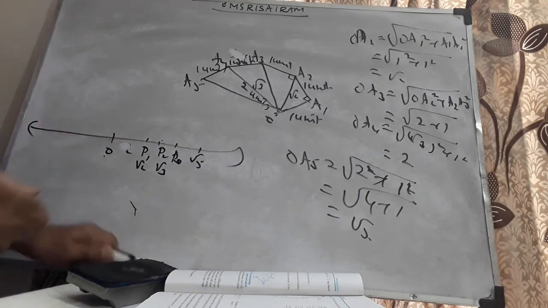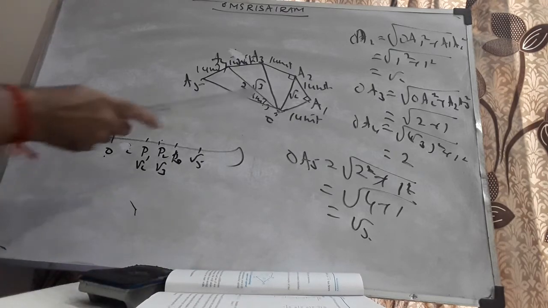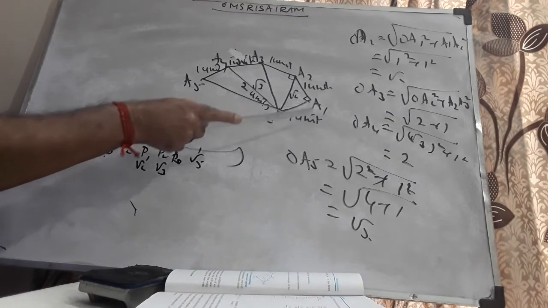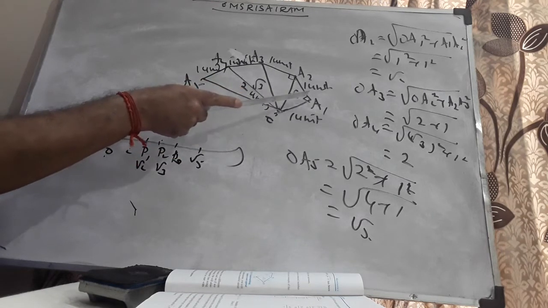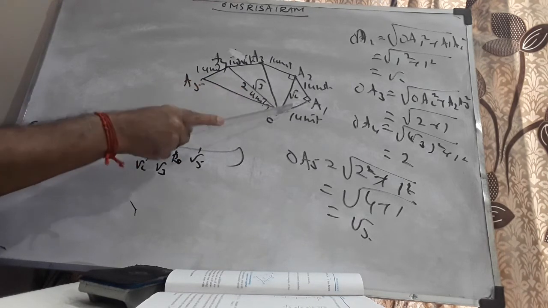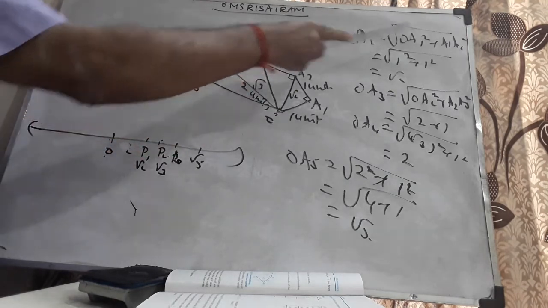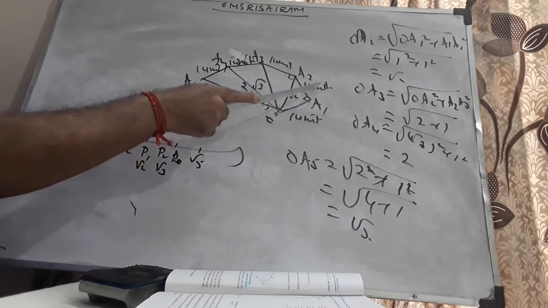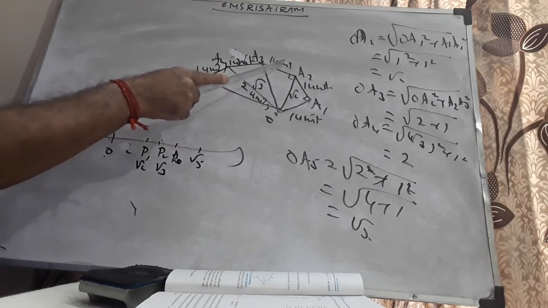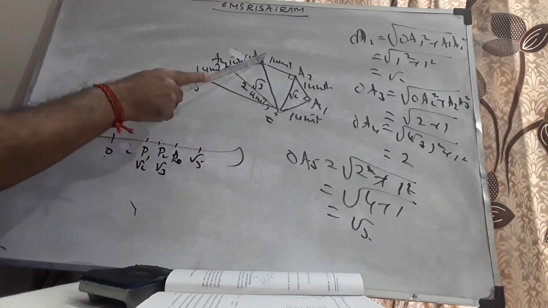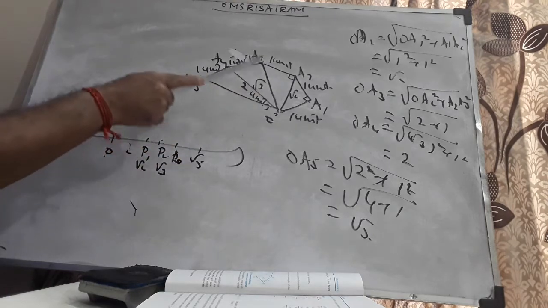Let me explain the whole lot once again. I take segment OA1 as length 1 unit. I'll draw A1, A2 perpendicular to this of the same 1 unit. Therefore, draw OA2. OA2 by Pythagoras theorem will be root of 1 square plus 1 square, which is root 2. Draw A2, A3 of 1 unit length perpendicular to this. Draw OA3. Again, apply Pythagoras theorem.